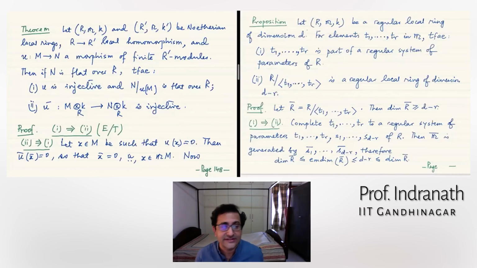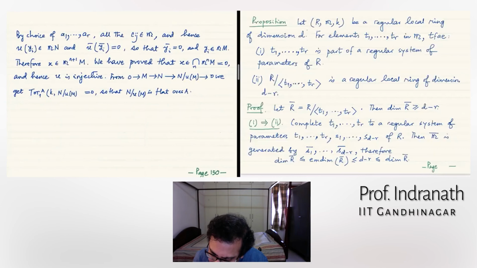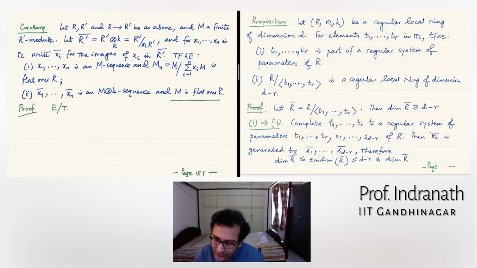Now this is extremely important, because you will see it being used again and again. And from this, we could write this corollary: if you have Noetherian local rings with local homomorphism, M is a finite R' module, and for x1, x2, ..., xn in N, if we write this as the images, then the following are equivalent: this is an M sequence and M/(x) is flat over R, if and only if this is an M tensor K sequence and M is flat over R. So this is what will be used again and again.